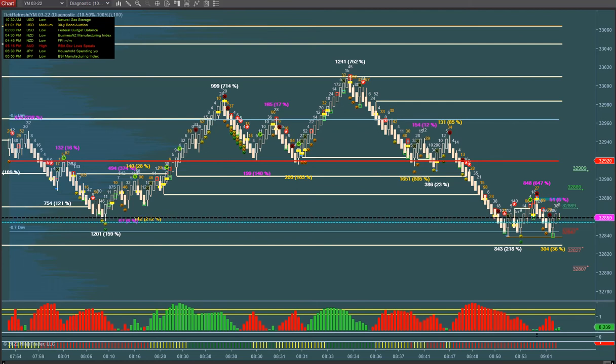I mean, we are at the minus 0.7 deviation, so it's already come down a lot overnight. Let's see, settlement is right below 33,300. So this has come down three, four, 450 points. I mean, that's a nice little move down overnight.